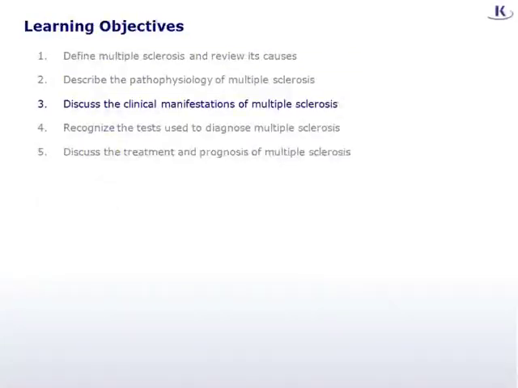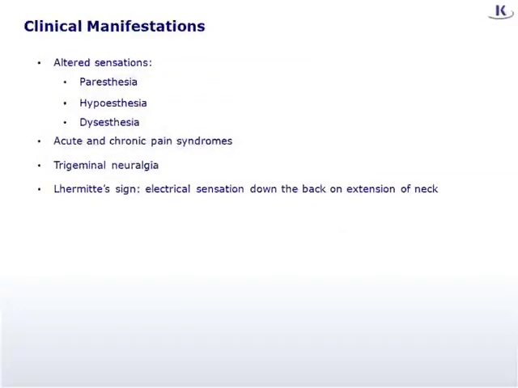Let's identify the clinical manifestations of multiple sclerosis as our third learning objective. Multiple sclerosis usually presents with a broad spectrum of clinical features. Neurologic deficits occur at different times during the course of the disease and point to multifocal involvement of anatomically non-contiguous structures of the central nervous system. Symptoms include altered sensations, which are by far the most common presenting complaint.